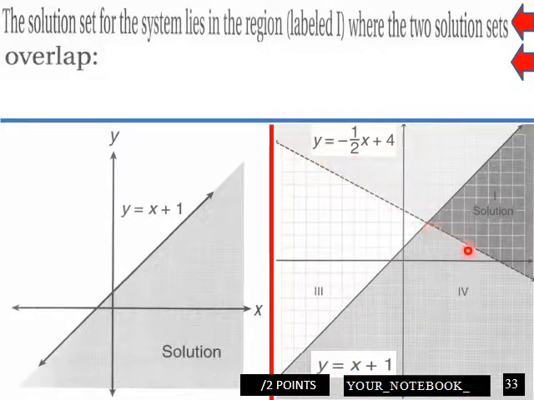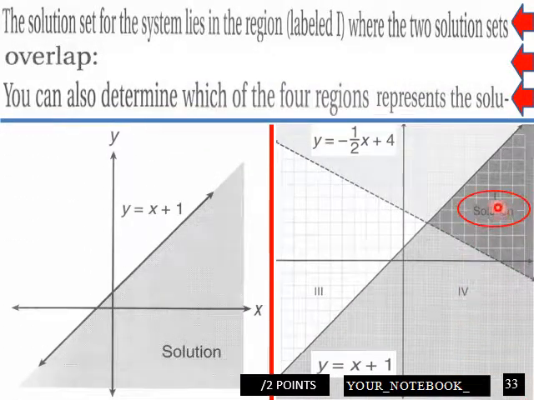But the other one was a strict inequality. Here is our solution. You can also determine which of the 4 regions represents the solution to be right here. This is the overlap here.